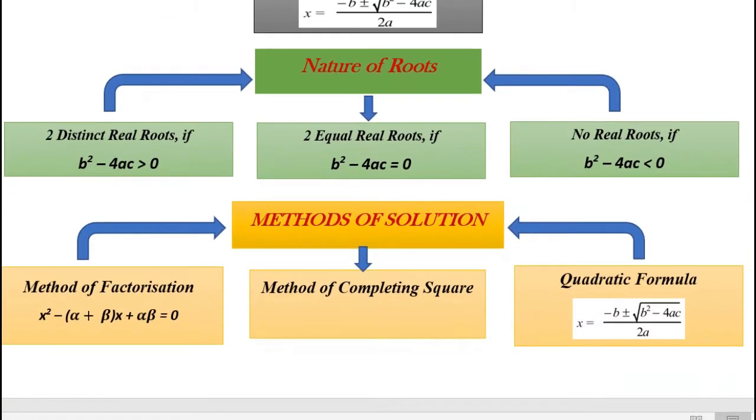Next one is methods of solution. To find the roots of a quadratic equation, there are three different ways. The first one is the method of factorization, the second is the method of completing the square, and the third is the quadratic formula. These are the basic information we need to understand before starting the exercises. So let's begin with exercise 4.1.